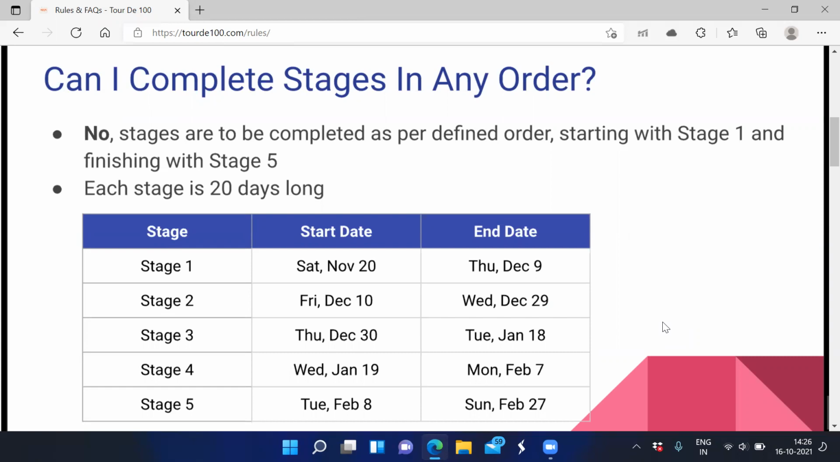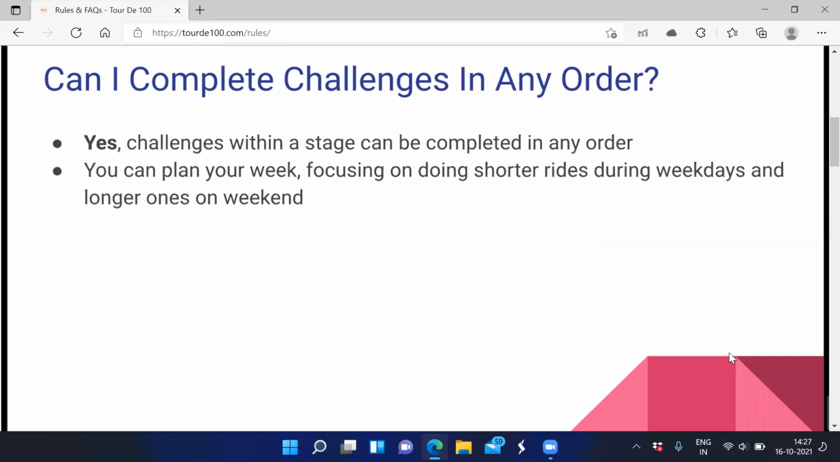Then stage 2 will begin on December 10th, that's Friday, and it will end on Wednesday, December 29th. Stage 3 will begin on December 30th, that's a Thursday, and will end on Tuesday, January 18th. Stage 4 will begin on January 19th, that's a Wednesday, and will get over on Monday, Feb 7th. Then the final stage, stage 5, will begin on Tuesday, Feb 8th, and finish on Sunday, Feb 27th.